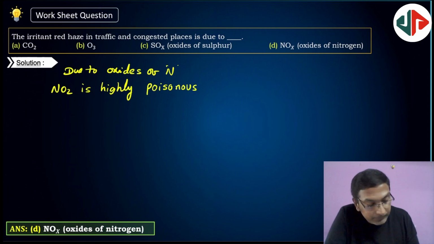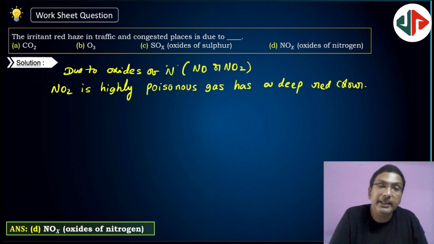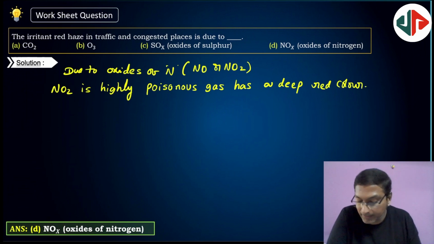And has a deep red color. So here oxides of nitrogen means either NO or NO2. Here NO2 is highly poisonous gas and it has a deep red color, reddish brown.